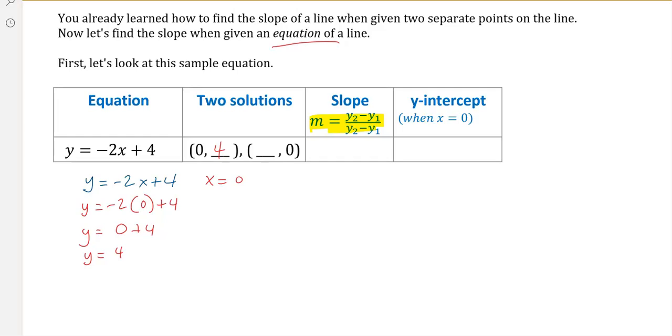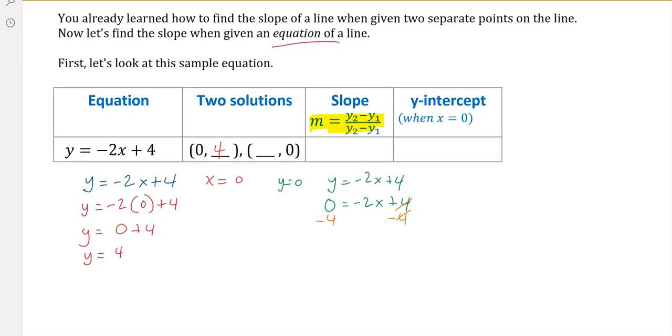Now, let's take a look at the same equation, but we're going to substitute the y with the 0. So when y equals 0, we have y equals negative 2x plus 4. Going to substitute 0 for y, so that's 0 equals negative 2x plus 4. We have to do a little more work with this one. First thing we're going to do is undo the addition of the 4. That constant, so we're going to subtract that.